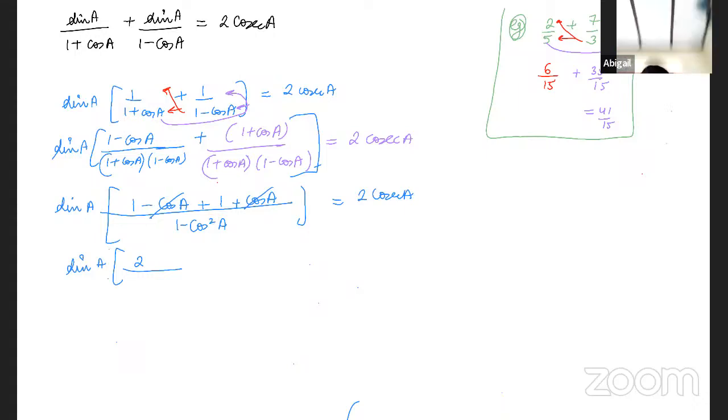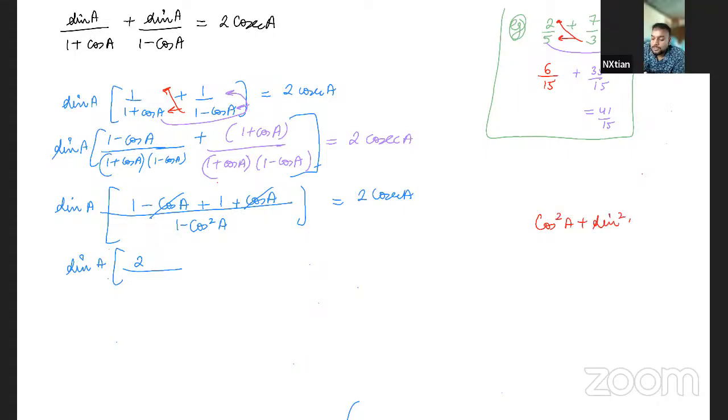Sir, I don't have the formula with me right now. If I write the formulas, can you derive it from this? What will you write as 1 minus cos square A? You can do it. I know. Sine square. Very good. So 2 upon sine square.